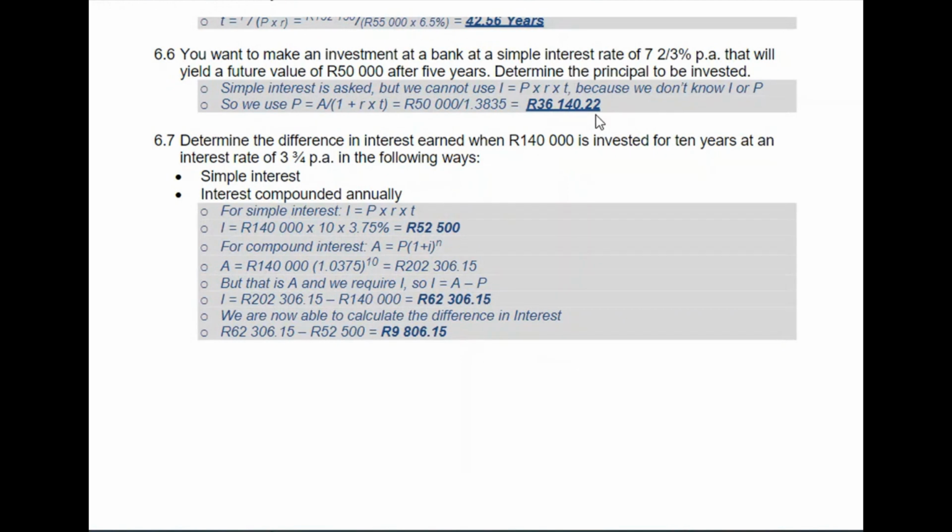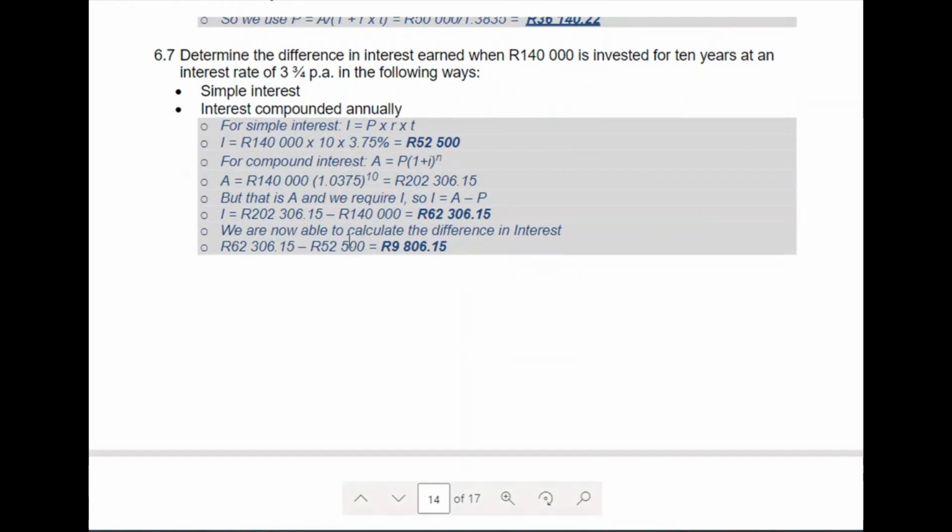So far what I'm trying to show you is that everything that we do, and that you are asked in the exam, is what I just showed you in the slides. Now here's the next one. It says determine the difference in interest earned when 140,000 is invested for 10 years at an interest rate of 3 3/4, 3/4 is 0.75, in the following ways: simple interest and then compounded interest.